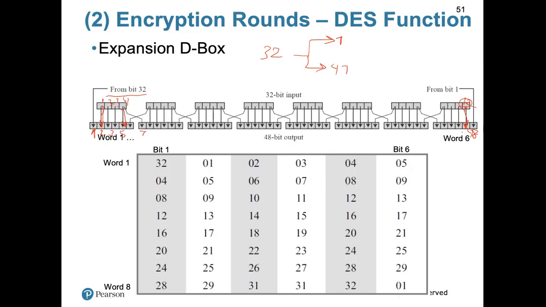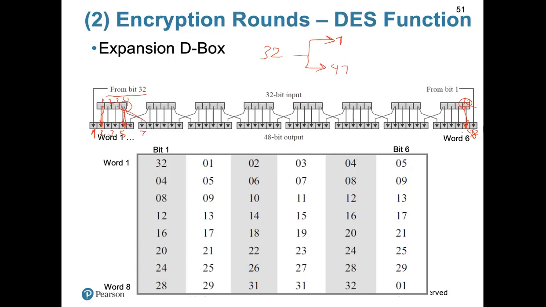Again, bit number 4, look at here. It is applied to 2 positions, position number 5 plus position number 7. Bit number 5 is applied here to position 6 and position 8, and so on. This table shows how it works.